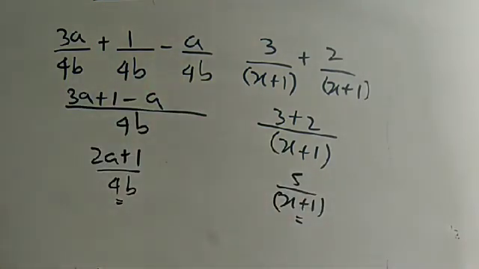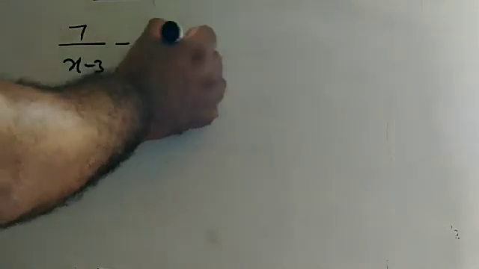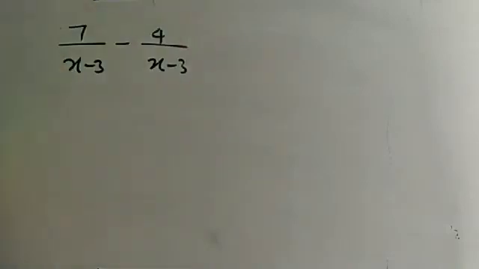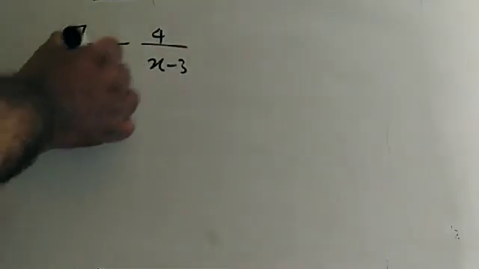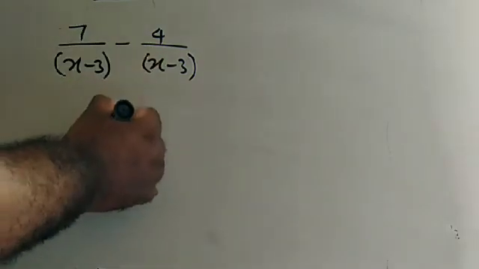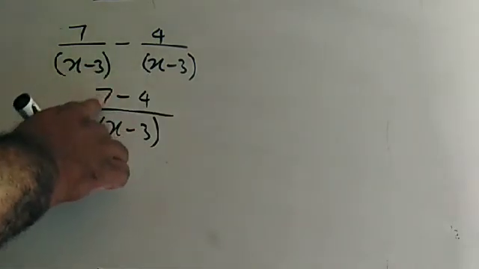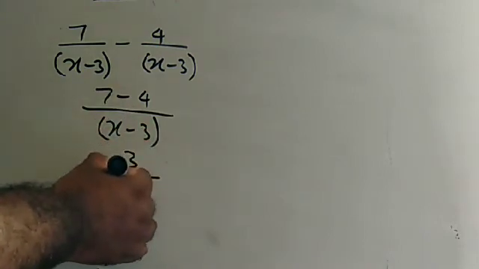Understand? When equal algebraic denominators. Right. Another example. 7 upon x minus 3 minus 4 upon x minus 3. When simplifying these two algebraic fractions, equal algebraic expressions are in the denominator. Then x minus 3 is common. Then subtract numerators, 7 minus 4, 3 upon x minus 3.